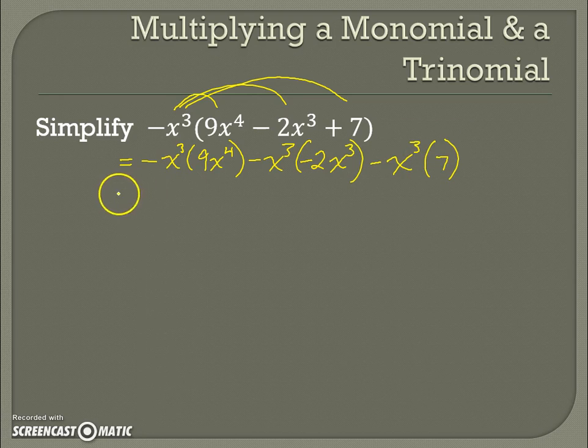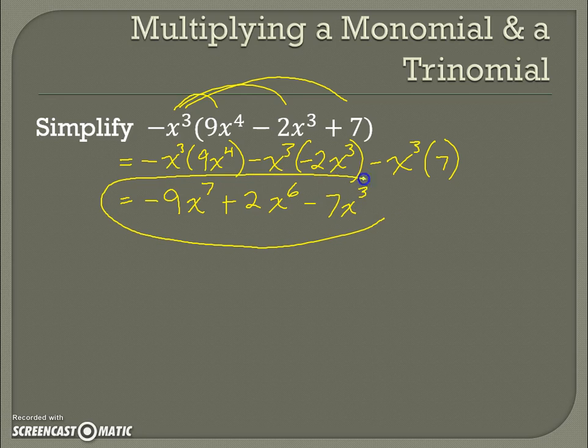And for each one of these, I just multiply them. So here I have negative times 9 is going to be negative 9. Same base, so I add the exponents, so negative 9x to the 7th. Here it's a negative times a negative, which gives me positive. Keep the 2, and then 3 and 3 get added. So this is knowing the exponent rules from our last unit. Here it's negative 1 times 7 is negative 7, and then just the x cubed. So that is all you're doing on this, distributing that monomial to everything in there. That should not be too bad for you.